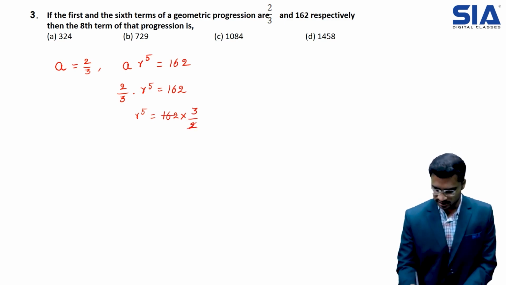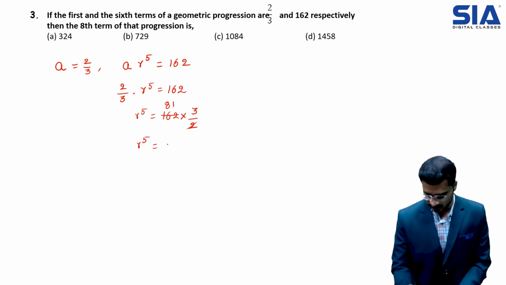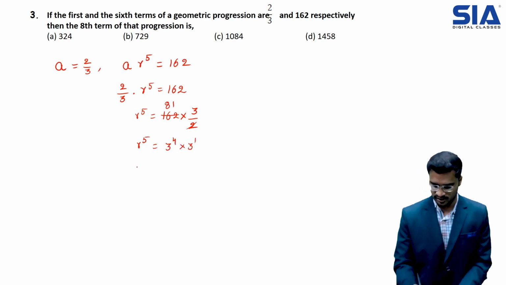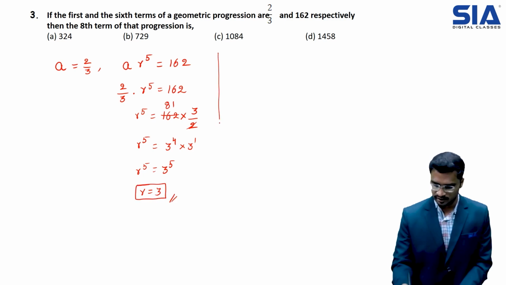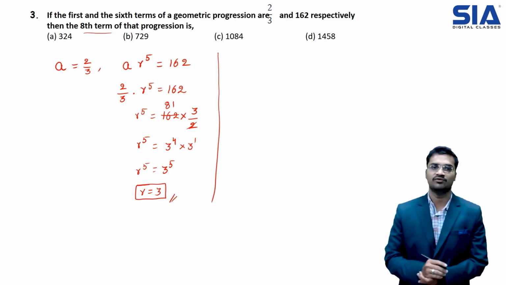Now 2 ones are 2, 2 8s are 16, 81. 2 ones are 2. So R to the power of 5. 81 can be written as what? 81 can be written as 3 to the power of 4 multiplied by 3 to the power of 1. So R to the power of 5 is nothing but 3 to the power of 5. Then the value of R is what? Then the value of R is 3. Now what we have to find? We have to find the 8th term of this progression.